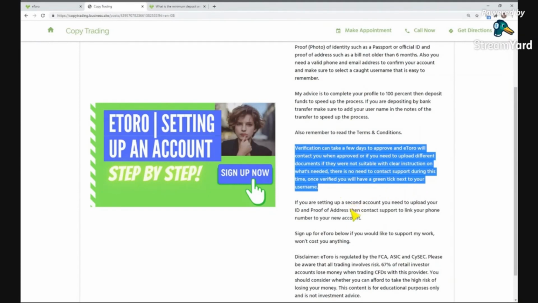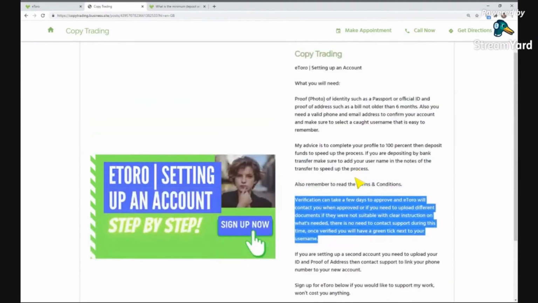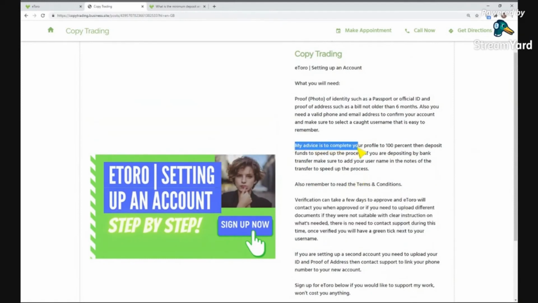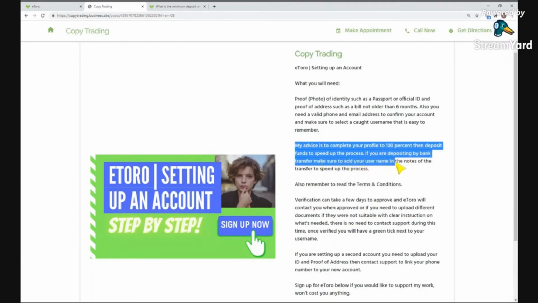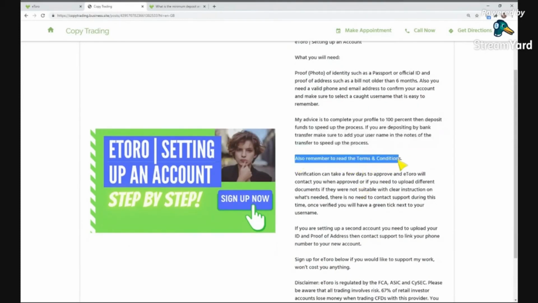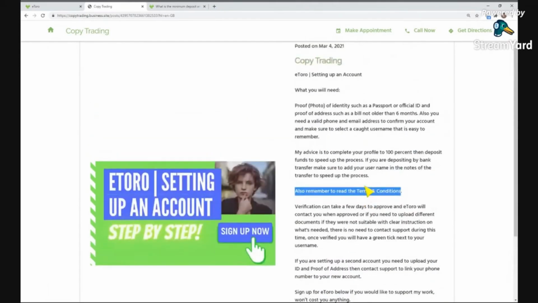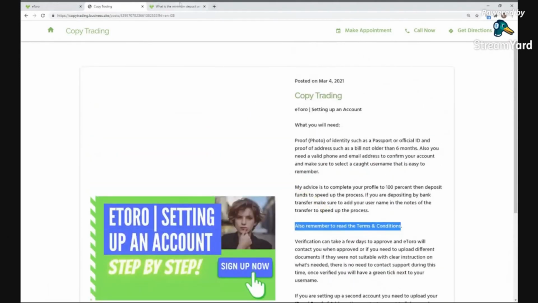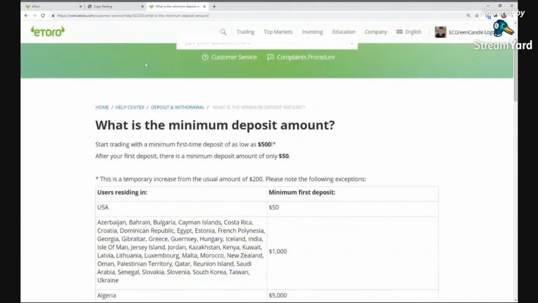Okay? So what I also recommend is to complete your profile like I did to 100% and then deposit funds to speed up your process. And remember, if you're depositing by bank transfer, make sure to add your username in the notes of the transfer to speed up the process, because when you send the money to eToro, they can quickly find your account. And also remember to read the terms and conditions of eToro. Okay, so what I'm going to do next is deposit money to speed up the process.